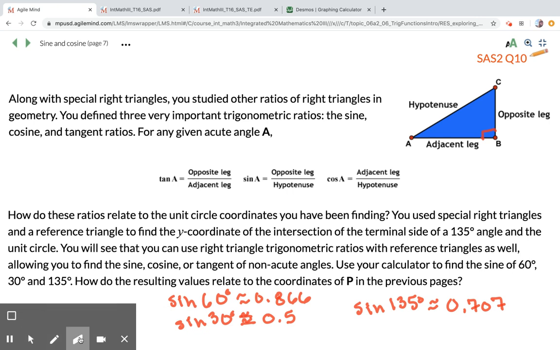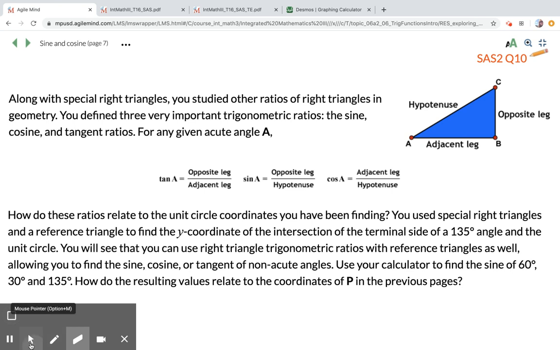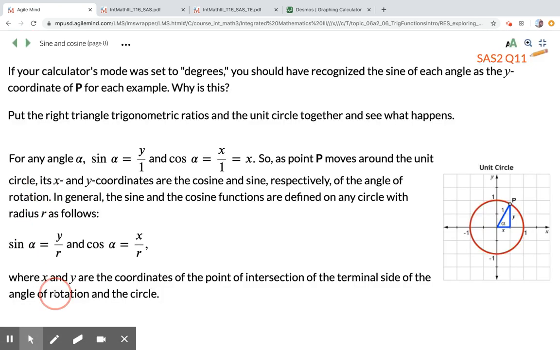Oh, yes, they were. Why? Let's find out. Hopefully you caught this. So you were set to degrees and you found the sine of each angle, and what you discovered was that these are actually the y coordinates for P for those last examples we were doing in the last lesson. So why is that happening? That's the big question here, right?